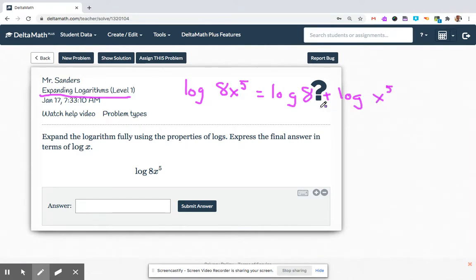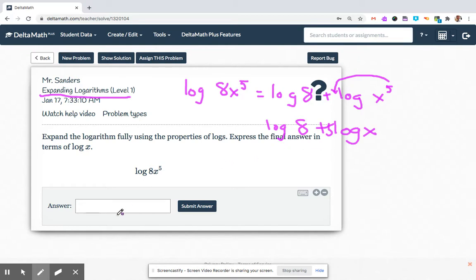Do you remember what happens to exponents? That's kind of the biggest one, the one that we see the most. Exponents move in front of the logarithm. So that's going to be our kind of final step. Log base 10 of 8 plus log, there's a 5 in front there, 5 log of x. All right, and then they express the final answer in terms of log x.